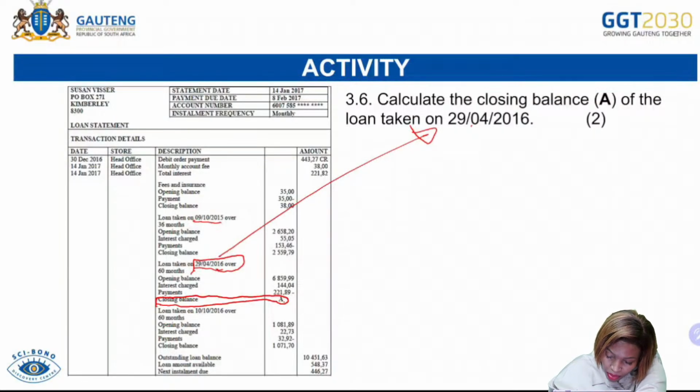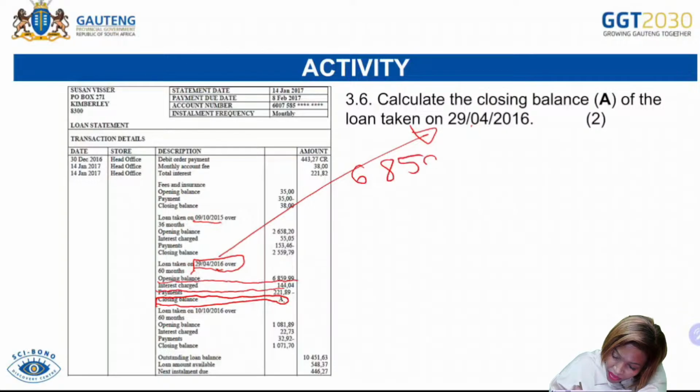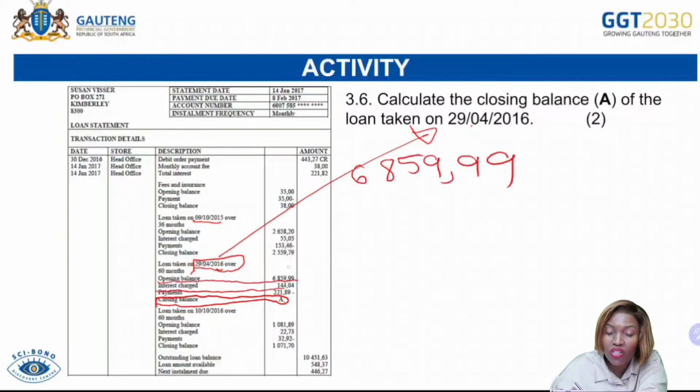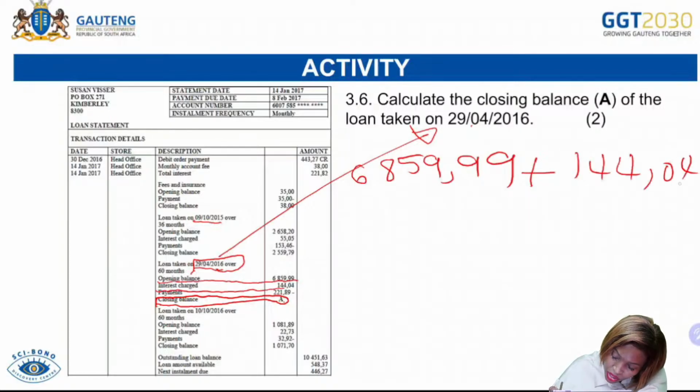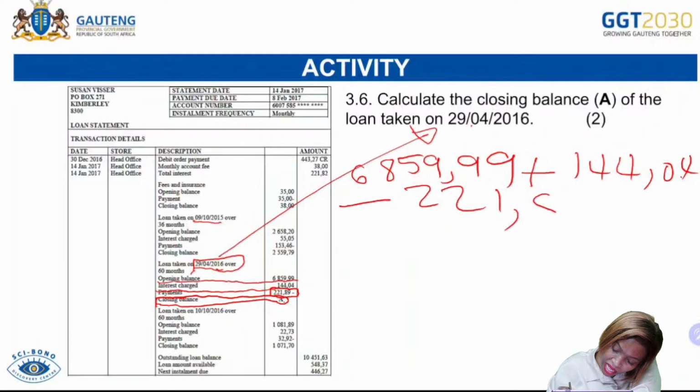The closing balance. What is happening here? The opening balance here is 6,859.99. And then they charged interest. So we'll say 6,859.99 plus 144.04 of the interest. But there was a payment of 221.89, and it's a minus, meaning that we must lessen the loan by 221.89. That is the value of A.